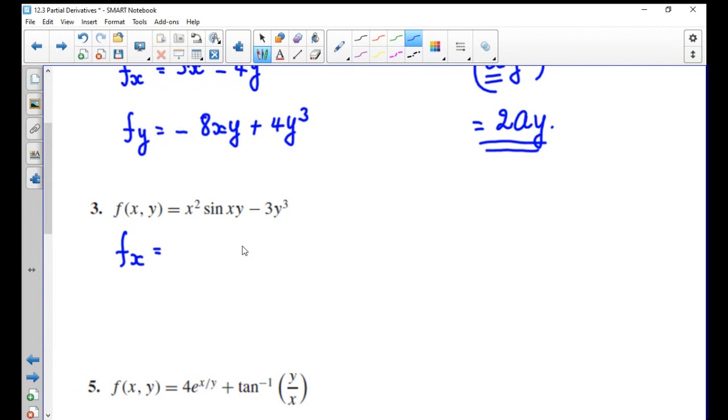I'm not using f dash here. You can notice that because we have several variables x, y, z, we're not using the prime. We're not using dash. What are we using? X at the bottom or y, x, y, etc. to indicate that what is written here is the derivative of f with respect to x. Don't use dashes. Fx, fy, fxx, and so on, like that.